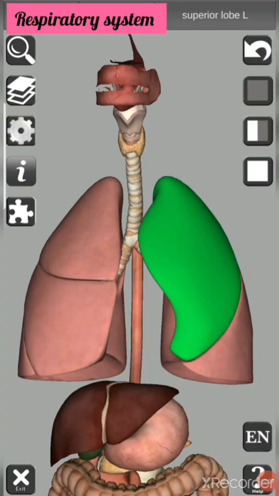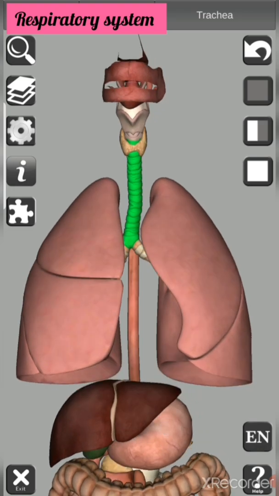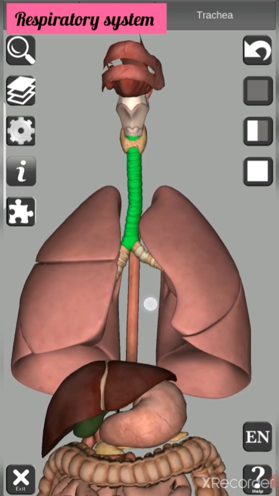Here you can see there are two lungs, one on the right side and one on the left side. This is the windpipe, also known as the trachea, and this windpipe divides in two. There are two branches over here. One will enter the right side lung and one will enter the left side lung. So these are known as the bronchi. They will divide and redivide and form bronchioles.